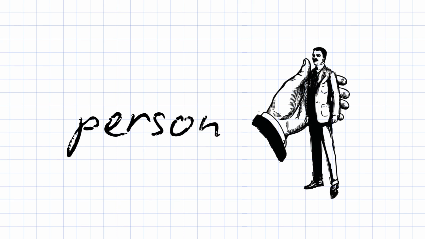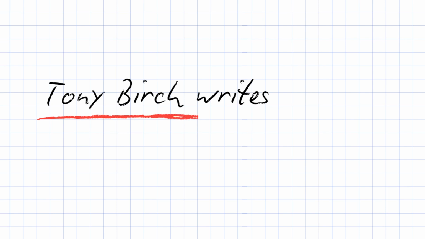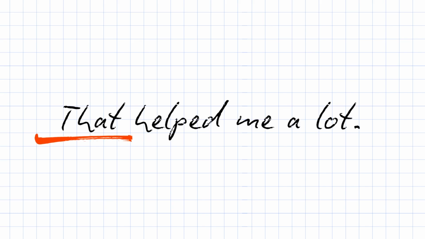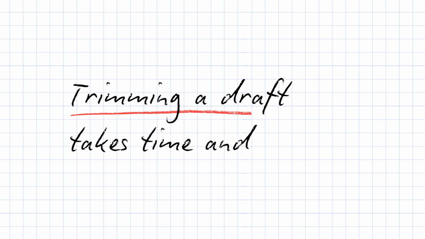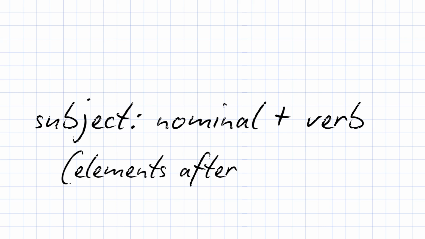When the sentence subject is a nominal, it's usually the person, thing, or entity performing the action of the verb. For example, Tony Birch writes fiction and non-fiction. Rosie's cat purrs loudly. That helped me a lot. Trimming a draft takes time and effort. In each case, the subject is a nominal that combines with a verb, and sometimes elements after the verb, to tell a little story or to make a meaning clear and complete.